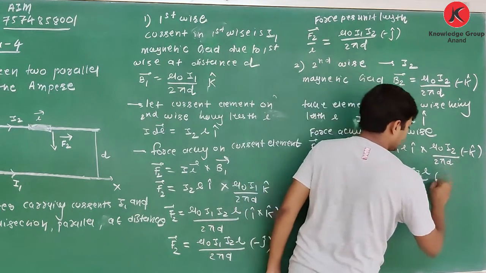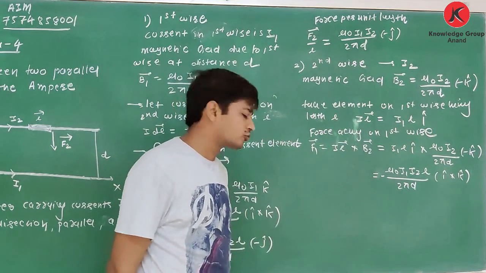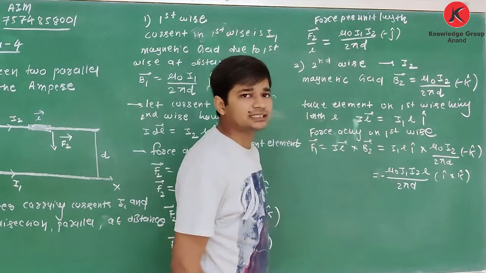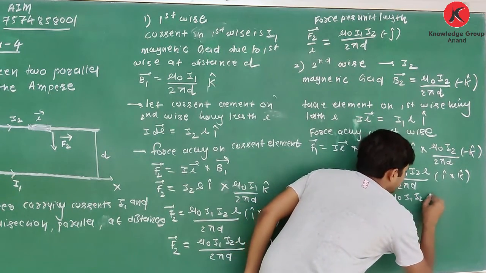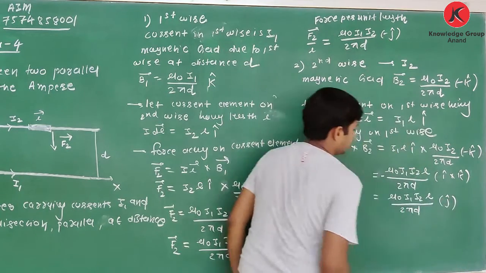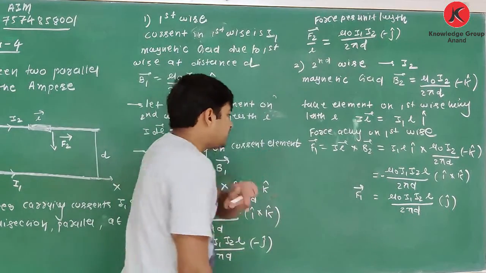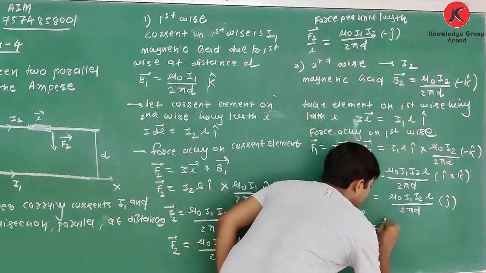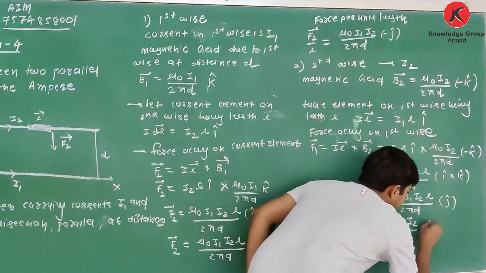Again, i cross k. What is i cross k? Yes, i cross k is minus j. But minus j and this minus, it will become positive. So yes, your answer is μ0 I1 I2 L upon 2πd, and here it is j caret. That is F1. And if I find force per unit length, F1 upon L, then it is μ0 I1 I2 upon 2πd j caret.